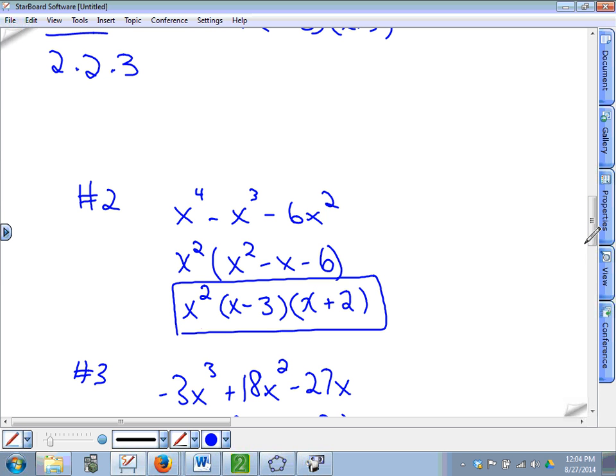Can I just explain how that's to be? It looks like this is only 1 factor, x squared. X squared is really x times x, so it really is 4 factors.